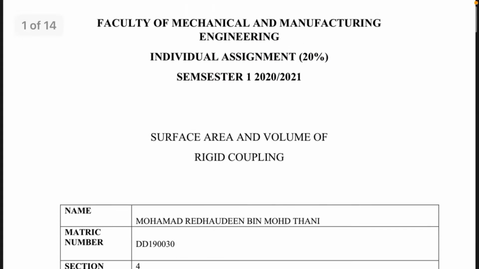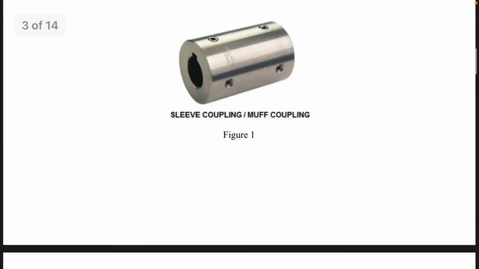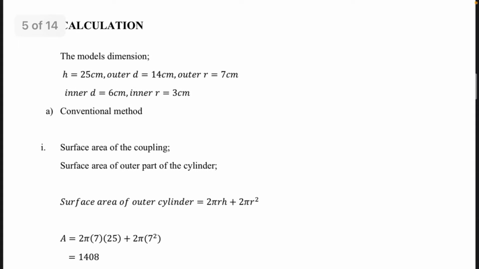Okay, this is the part for the calculation on this project, which is the surface area and volume of the rigid coupling. Okay, we're going to the slide for the calculation part. The calculation part consists of two methods, which are the conventional method and the integral method.